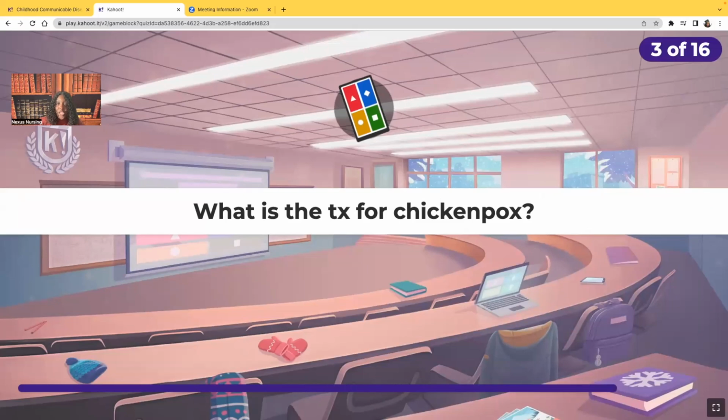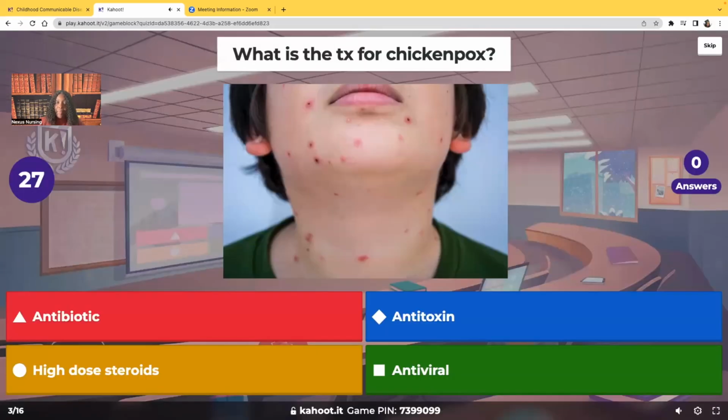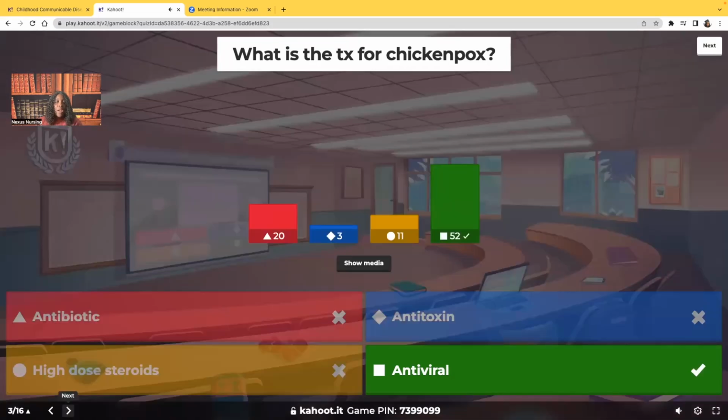What is the treatment for chickenpox? Antibiotics, antitoxins, high dose steroids, or antivirals? What do you guys think? Okay, so it's antivirals. Chickenpox is of a viral nature.